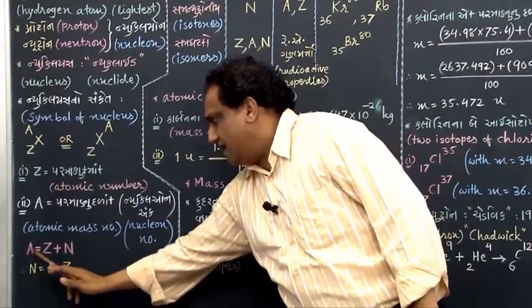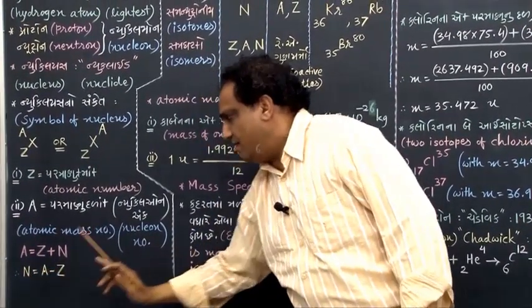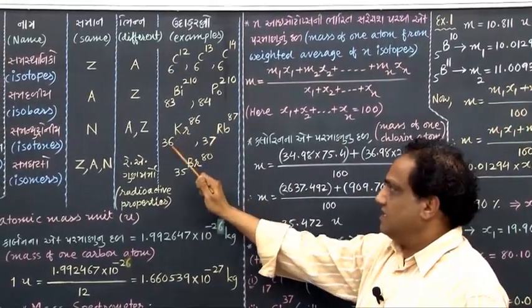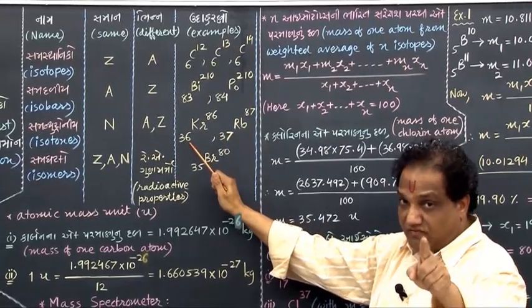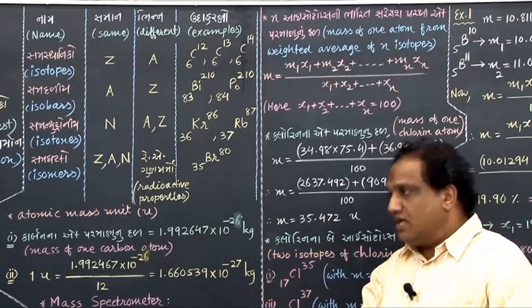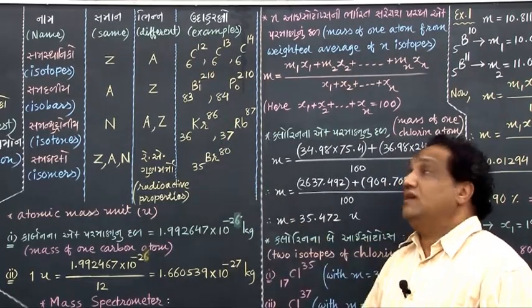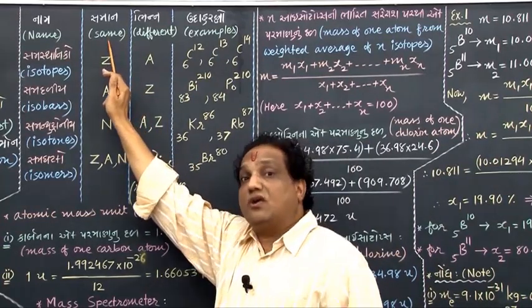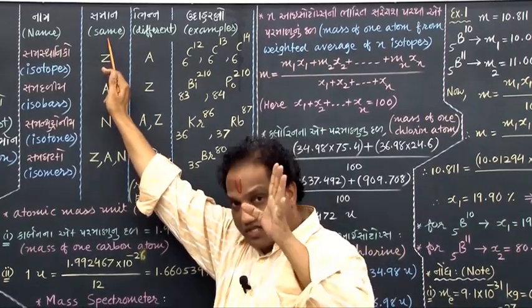But what is the number of neutrons? It is A minus Z. N equals A minus Z. This minus this, how much is it? 50 gives you the number of neutrons. And this minus this is also 50. So here also the number of neutrons is 50. The number of neutrons is same. They are called isotones of each other.